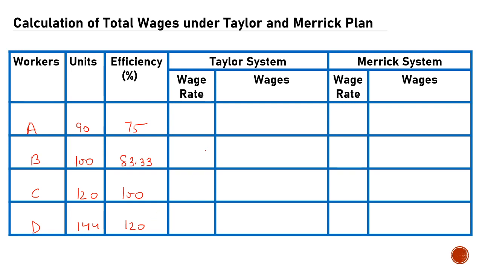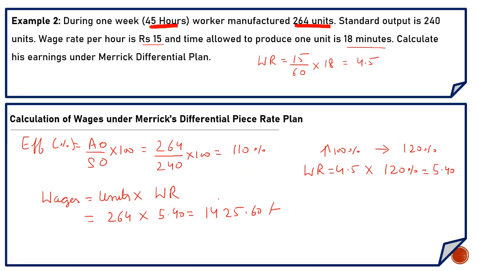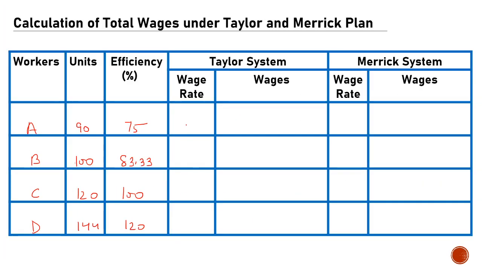Now in case the efficiency is less than 100% in case of Taylor plan, then the worker is eligible for 2.40 per unit wages, and if his efficiency is 100% or more, then he is eligible for 3.60 per unit piece rate. Now we write the wages of these workers in this format. Worker A and B's efficiency is less than 100%, so their wage rate per unit is 2.40, and worker C and D's efficiency is 100% and more than 100%. So they are eligible for 3.60 per unit wages.